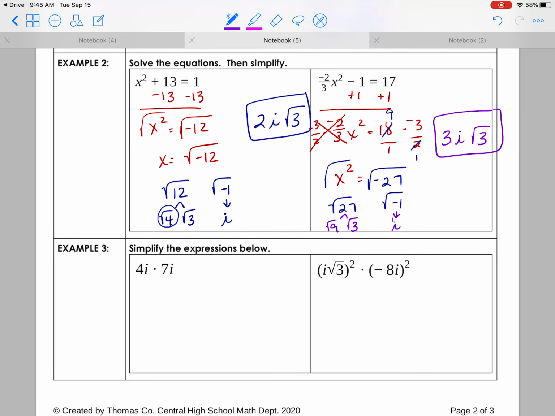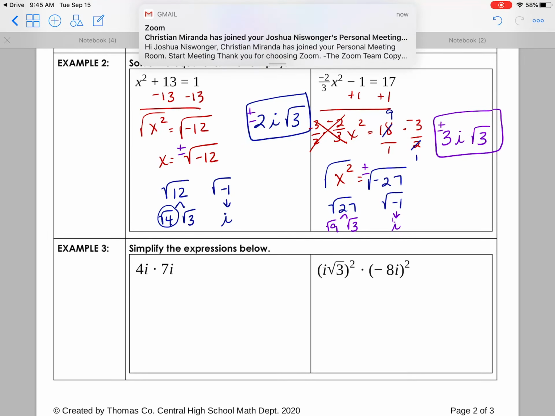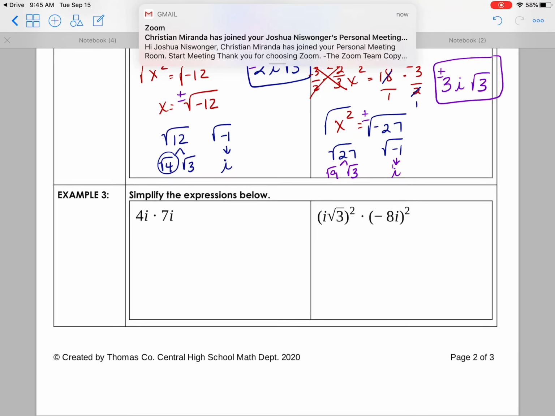Oh, and I did forget, whenever we take the square root, we have the plus and the minus on both of these. Whenever we take the square root, because like the square root of 9, 3 times 3 is 9. Also, -3 times -3 is 9. So we've got to be careful with our plus and our minus.